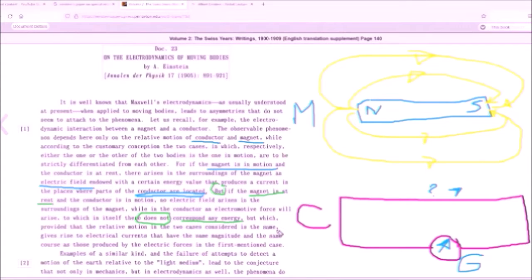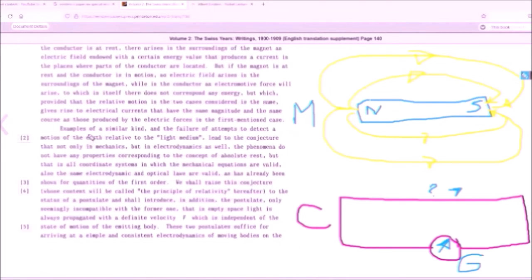They are the same in terms of their relative motion, but one of them is an active element and one of them is not. But which gives rise to electric currents that have the same magnitude and the same course as those produced by the electric forces in the first mentioned case. Examples of a similar kind and the failure of attempts to detect a motion of the earth. He is now going to try to figure out something else to illustrate his point.